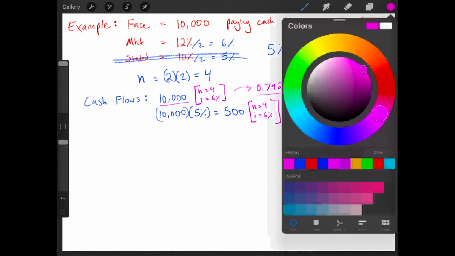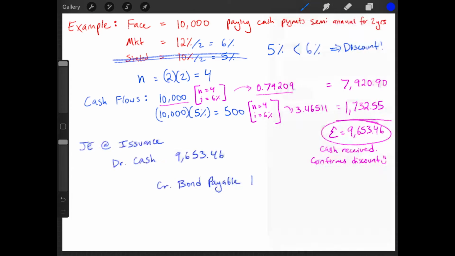Sorry guys, my screen recording got a little glitchy here, but what I'm doing next is, since I know the amount of cash I receive, I'm recording that initial journal entry. My first step is to always debit cash for the amount we receive. So in this case, we're debiting cash for that $9,653 amount. And then we always credit our bond payable at face. In this case, our face value is $10,000, so we're crediting it at face.